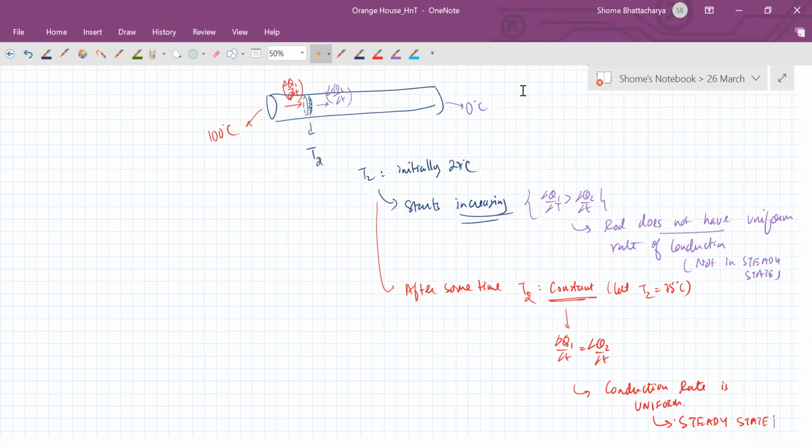Because the temperature is increasing, Soumya. So the rate at which heat is coming into this small section, which has a temperature T2, is larger than the rate at which heat is going out. We are observing on the thermometer that the temperature T2 is increasing from 27 onwards now. So more heat is coming into it than the heat going out from it.